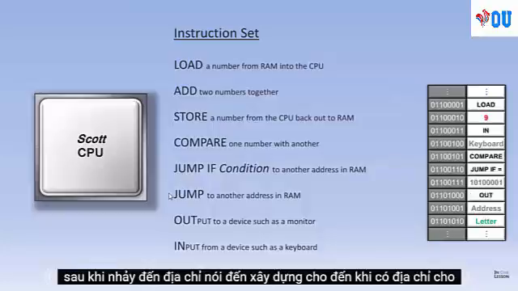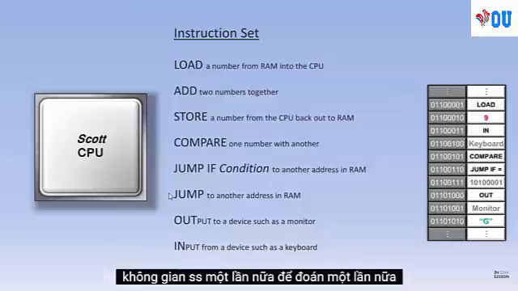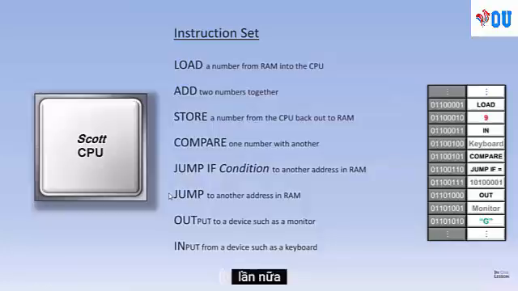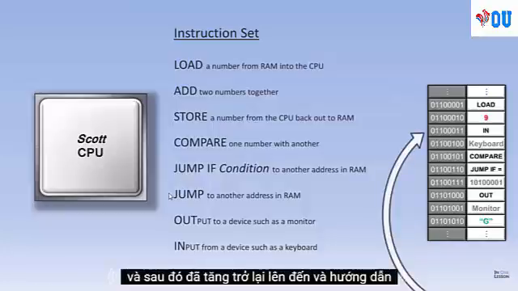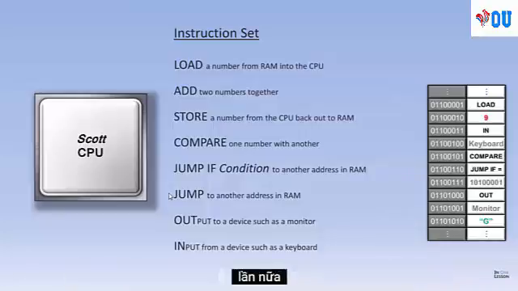Following the jump to address comes an out instruction with the address for the monitor, then the letter capital G, and then below that would be the letters U, E, S, S, space again, so "guess again." So if the user guesses the wrong number, the program would tell him to guess again, and then jump back up to the in instruction to retrieve that new guess, and then process these instructions all over again.